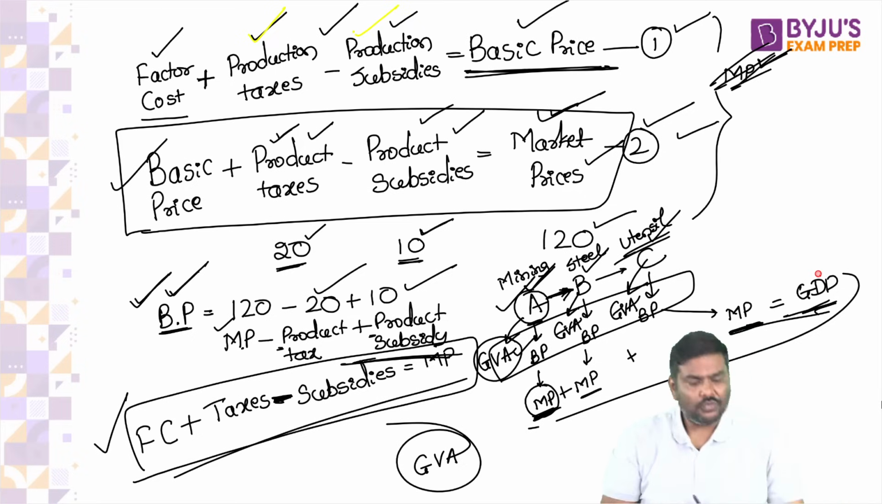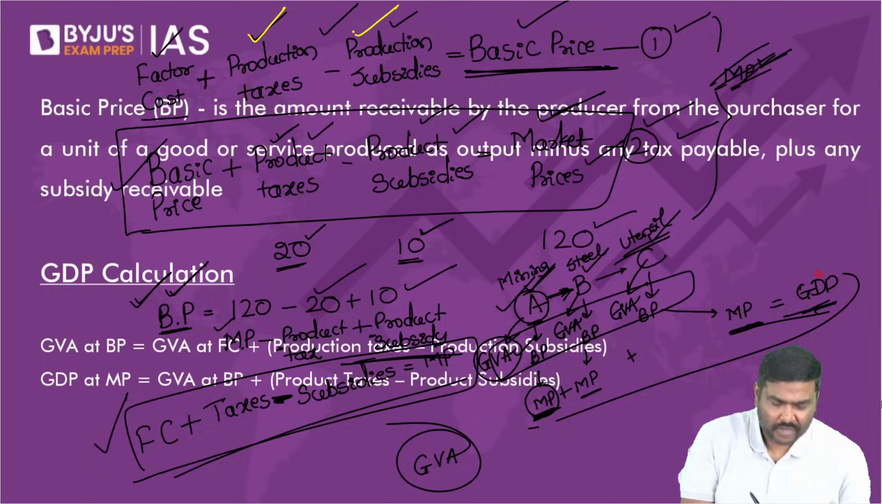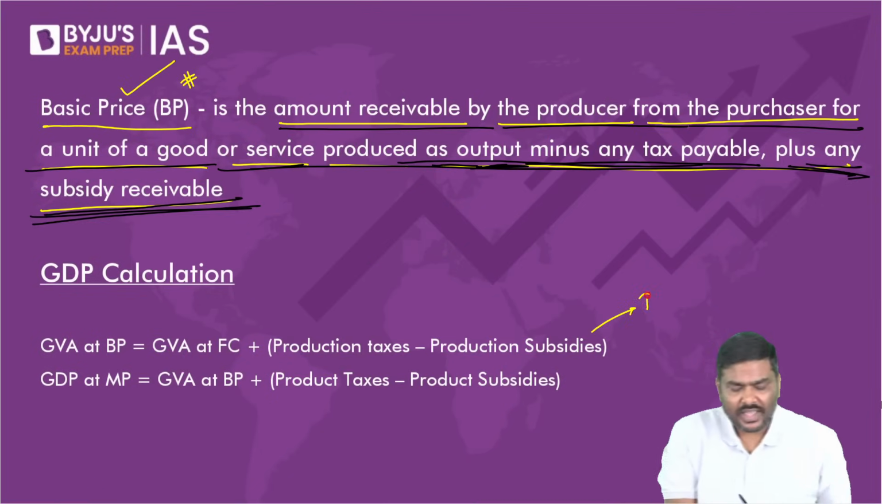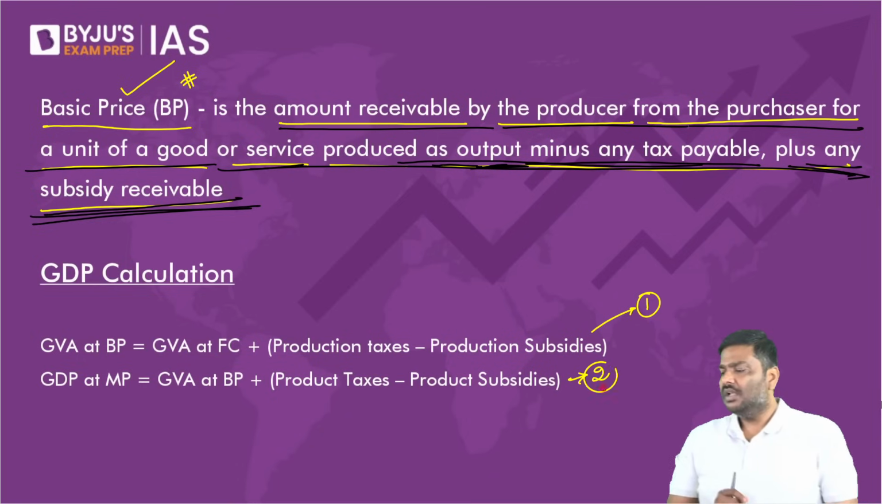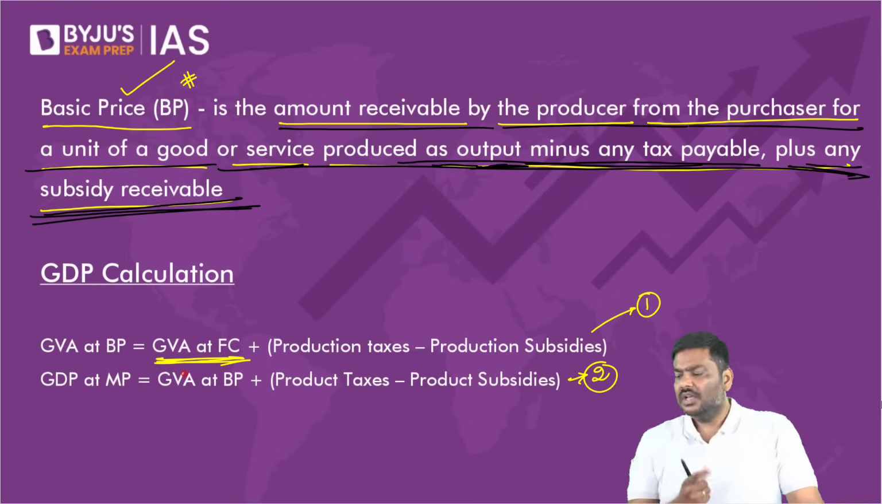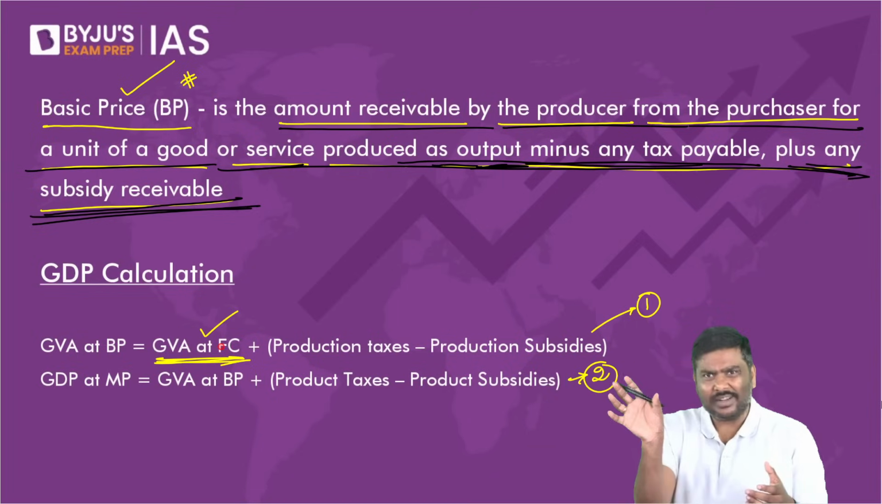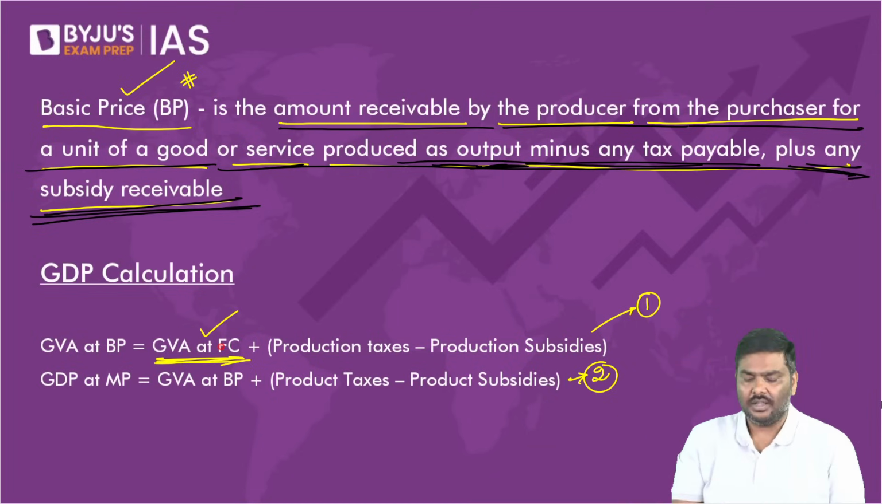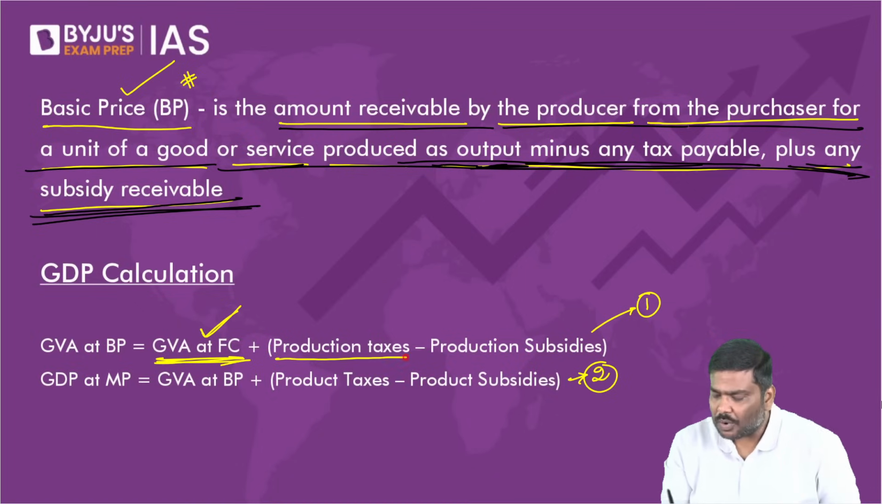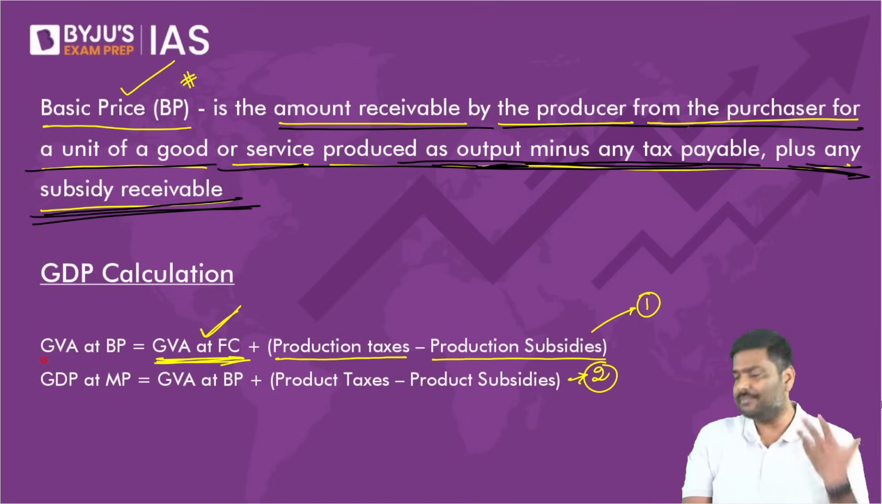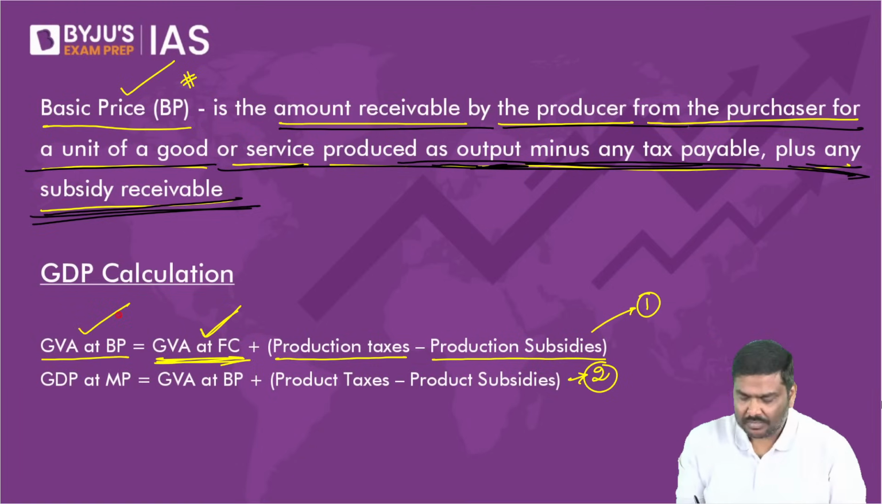Now look at the two formulas and tell me, is the formula okay with all of you? Starting point is simple. Starting point is always factor cost. So we will have to calculate how much is the gross value addition done for factor cost. To this, we will add production taxes and subtract production subsidies. What I get is gross value addition at basic prices. I'm using the same formula. I'm not changing anything. Please understand this.